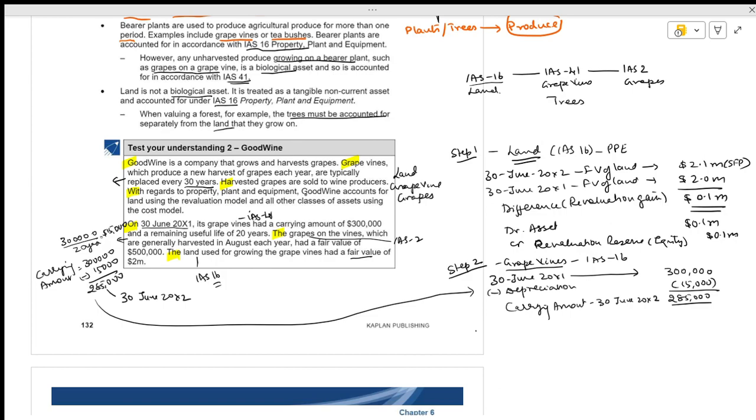Slowly and steadily we have to work it out. The only purpose is that we should have a very clear understanding about how things are working with reference to IAS.